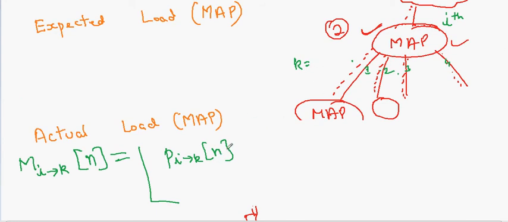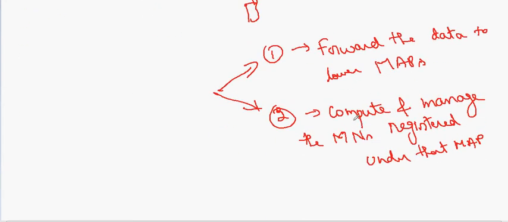What is the data it forwards to the lower maps? If k is equal to 1, then what is the data that it forwards to the lower maps in this link, plus w, which is some weight factor reflecting the difference in the two computational loads, and q is the computation and managing the mobile nodes registered under that map.